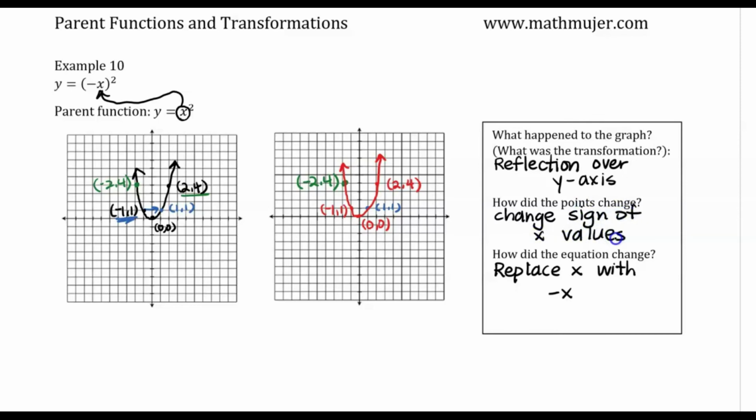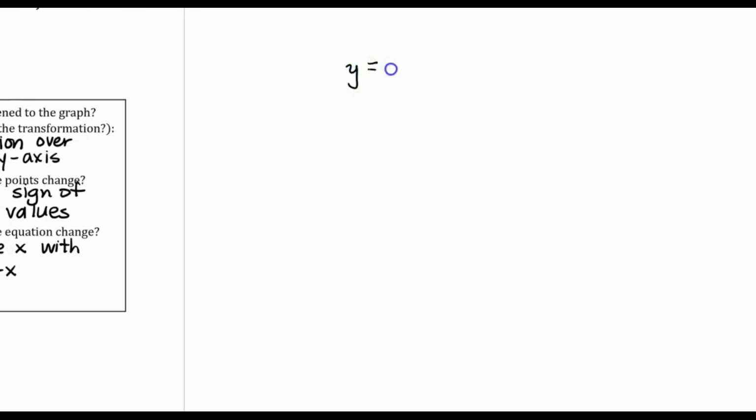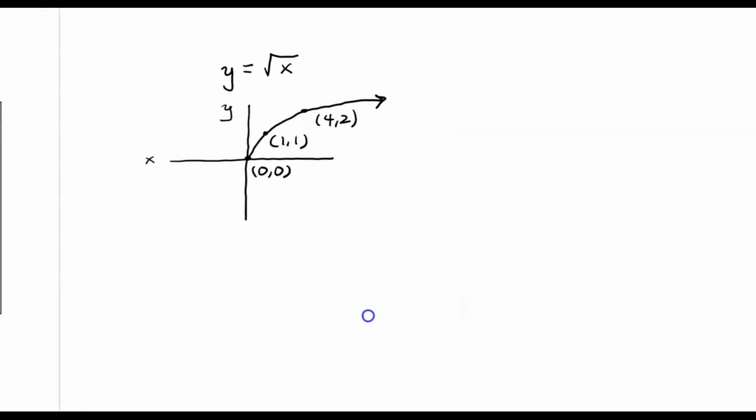On some graphs it'll look different, on other graphs it will not look different. For example, if I had done the parent function of the square root of x, which if you think back to those 8 parent functions we had at the beginning, the square root of x looks like this originally. I'll just give us some points that are on it. 0, 0 is on it, and 4, 2 is on it, as well as 1, 1. Those are just some random points that I'm placing on the graph.